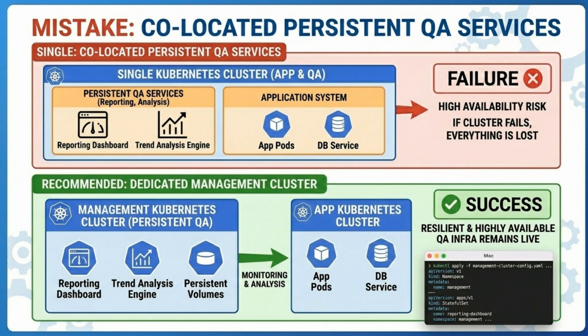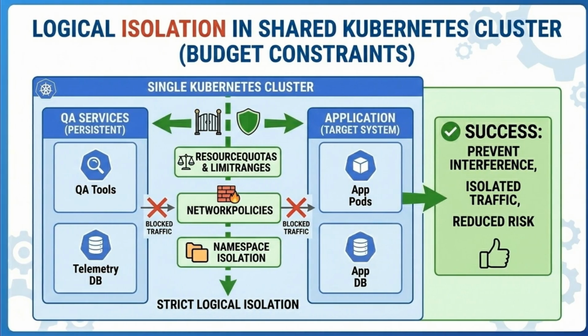But what about components that require persistent, high availability? Services like a centralized reporting dashboard or a historical trend analysis engine cannot be ephemeral. There is often a temptation to deploy this into the same cluster where the application system is running to minimize cross-cluster overhead. Technically, this is a mistake. Persistent QA services should ideally reside in a dedicated management cluster. This ensures your quality infra is live even when the other clusters are completely down.